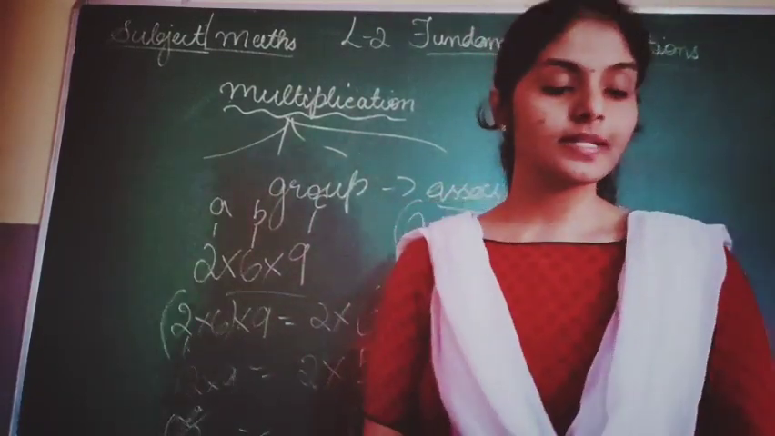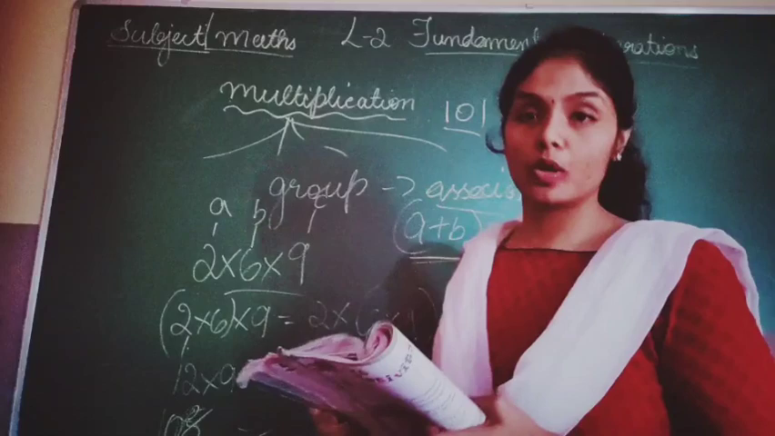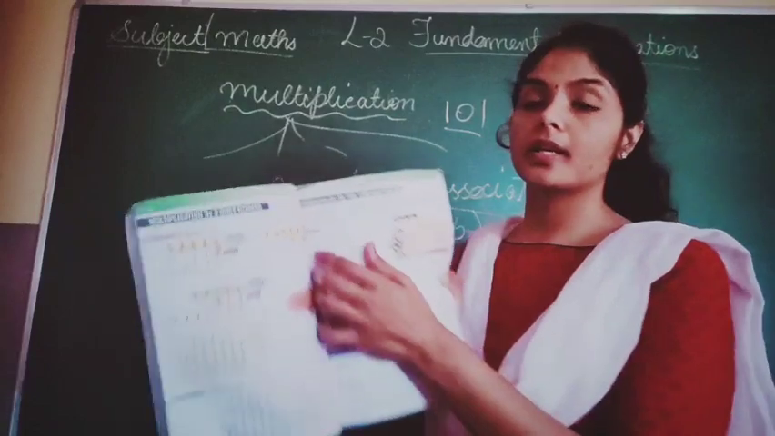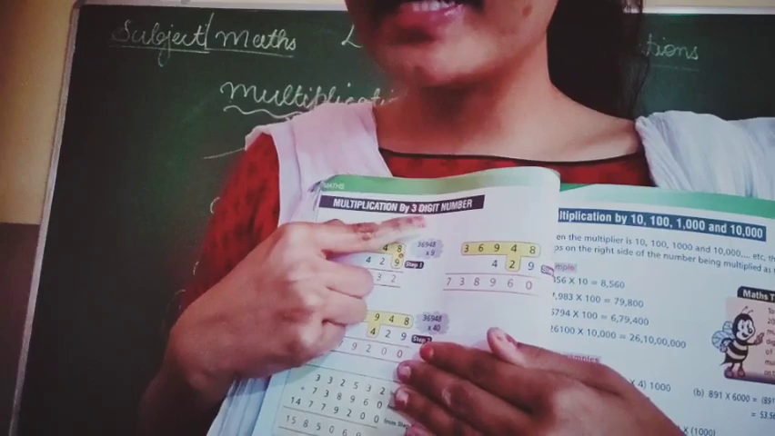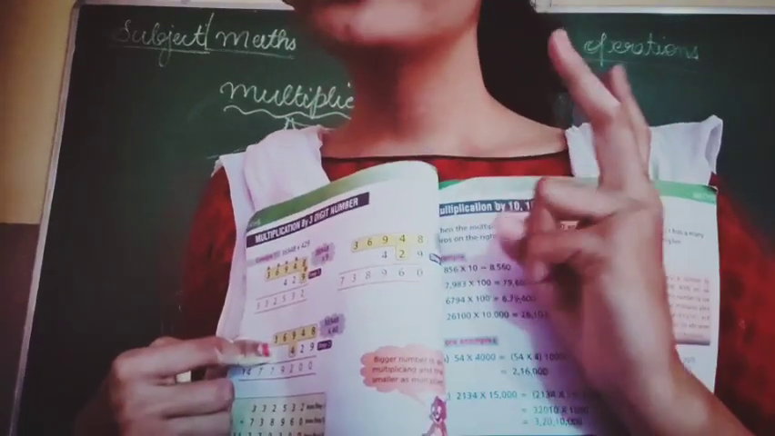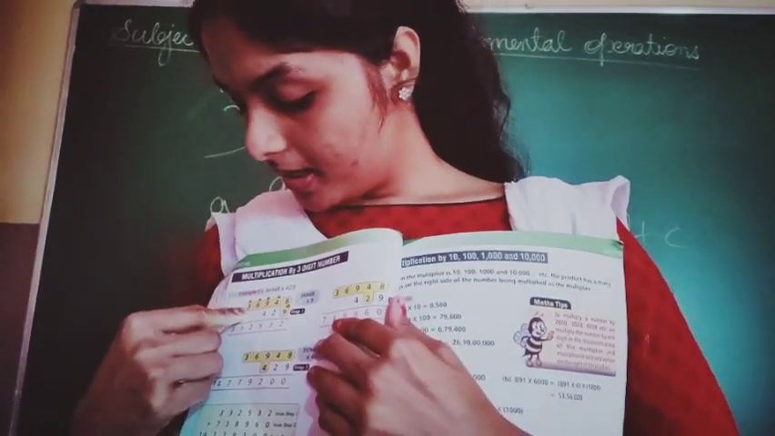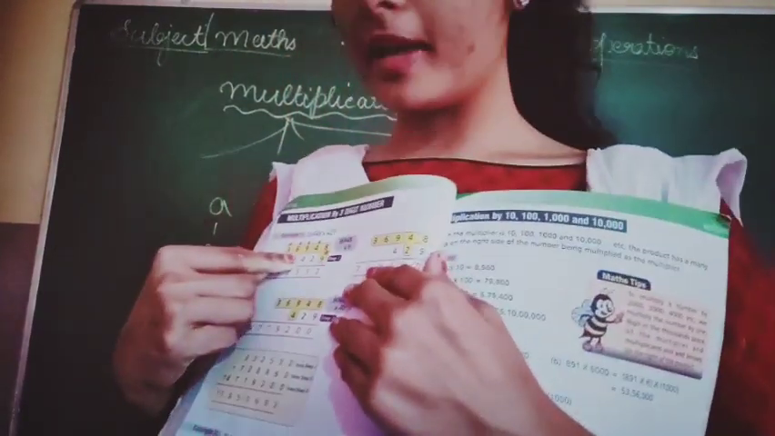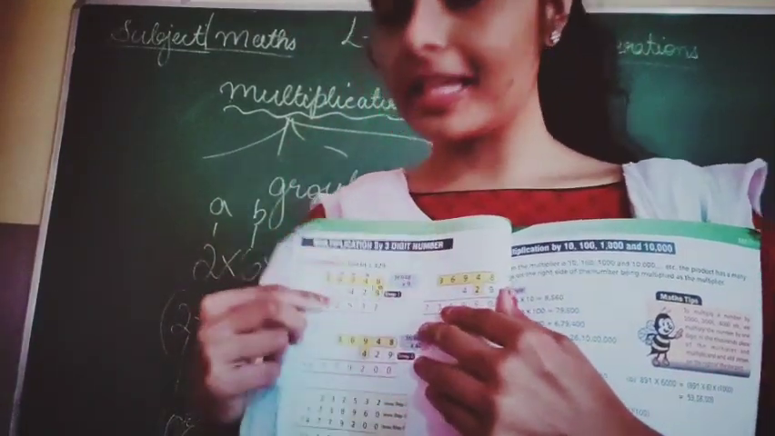Okay. Now please take your textbook, page number 101. Page number 101. So let's start working out. Okay. Here, the first one they are teaching us is multiplying by a 3-digit number. How will you multiply using a 3-digit number? See the first one: 36948. You have to multiply by 429. In the textbook you can see it's very understandable.